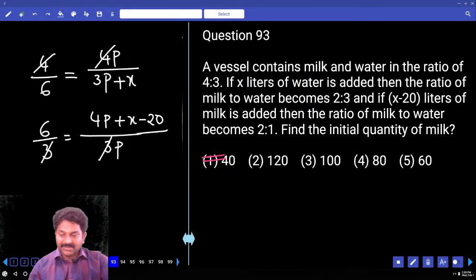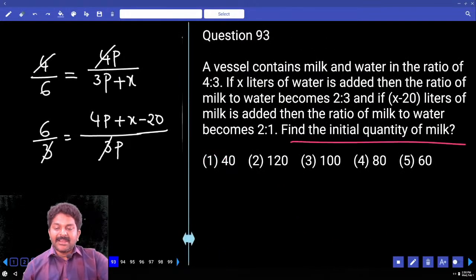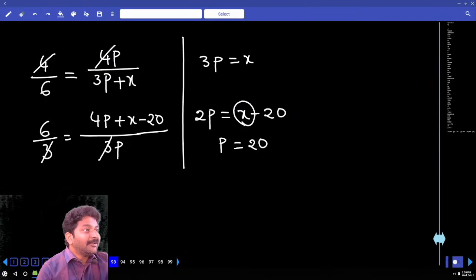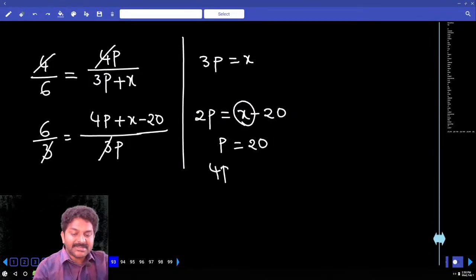Now look at the question. We were asked to find the initial quantity of milk. What was the initial quantity of milk? 4 parts. 4 parts is equal to 80.